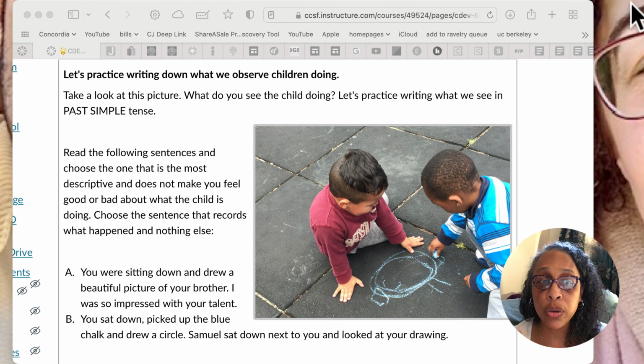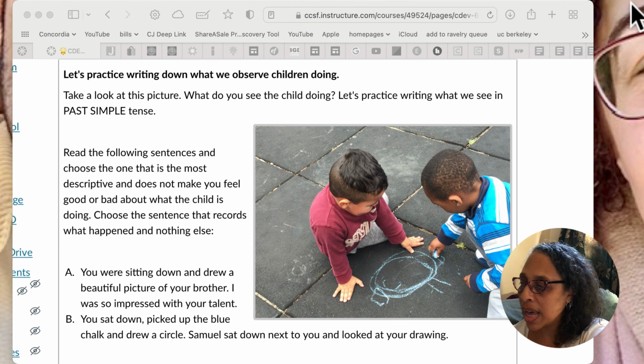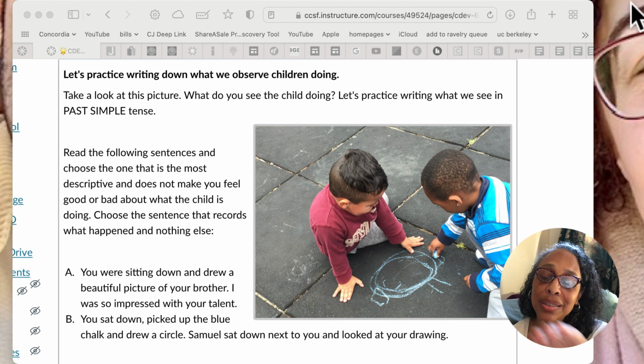And then you can use it for your DRDPs, and you photocopy it and put it in each child's folder and you're ready. And then you can also use it in their developmental portfolio.